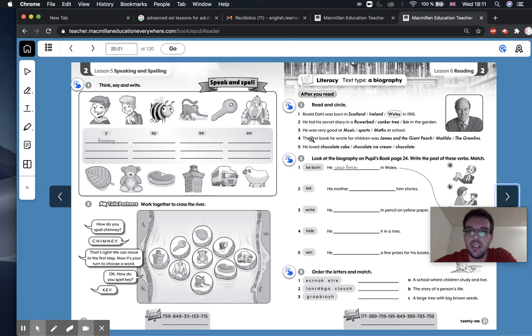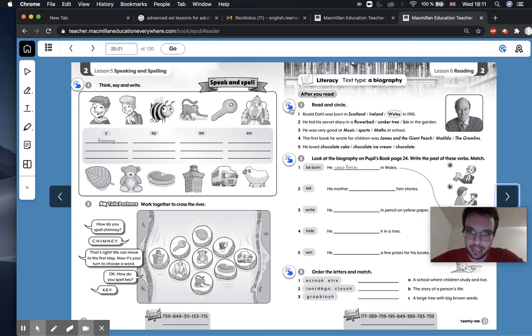Okay. So you can have your activity book and your pupils book. So that you can read the information and answer the question. Se puede tener abierto el pupils book y también el activity book. Y así puedes mirar en el texto la información y responder bien las preguntas en el activity book. Okay? So, let's do this all together.